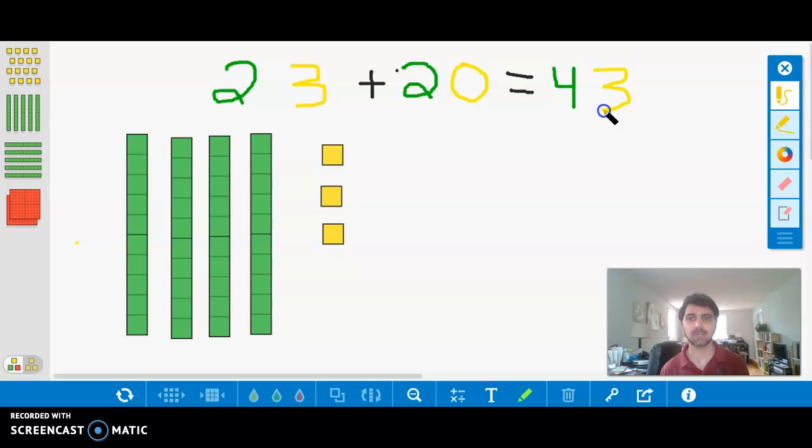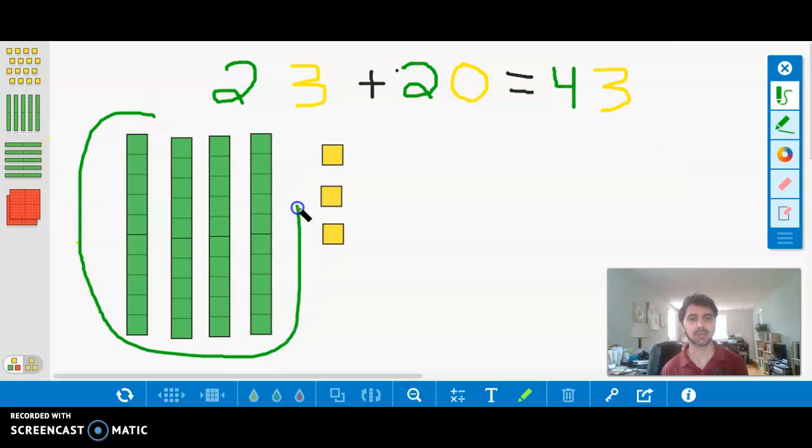So what I'm noticing here, boys and girls, is that when I had 2 10s in 23, and I had 2 10s in 20, 2 10s plus 2 10s gives me 4 10s, which is right here. Right here are my 4 10s. And I still have 3 1s right here. Those didn't go up because I didn't add any 1s. I had 3 1s plus 0 1s still gives me 3 1s. I wonder if that works with other numbers.